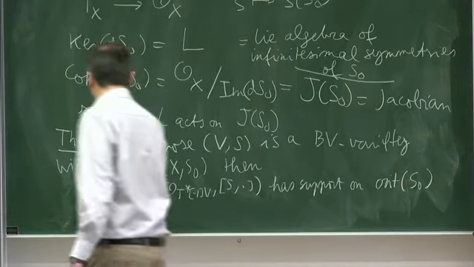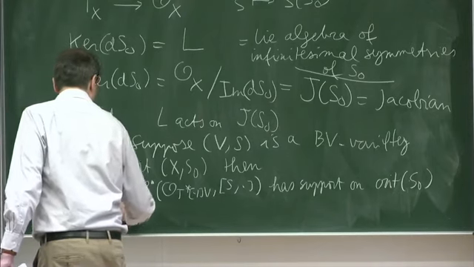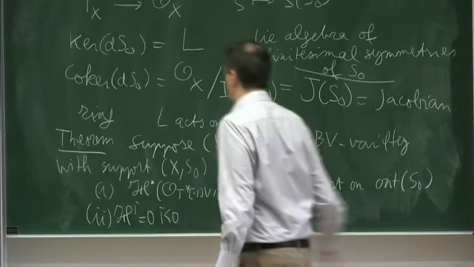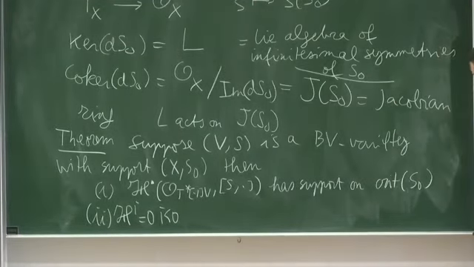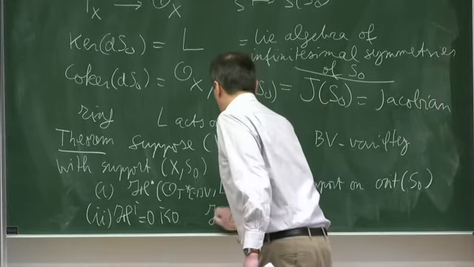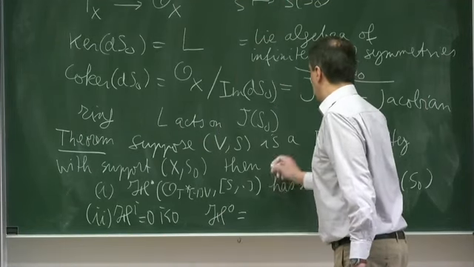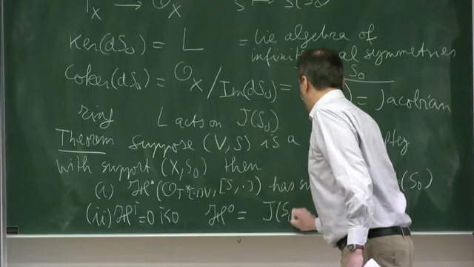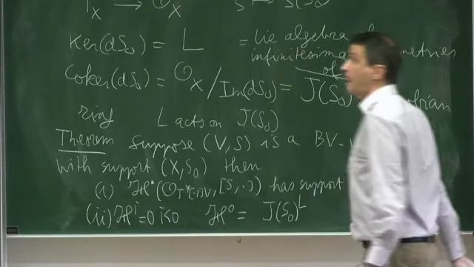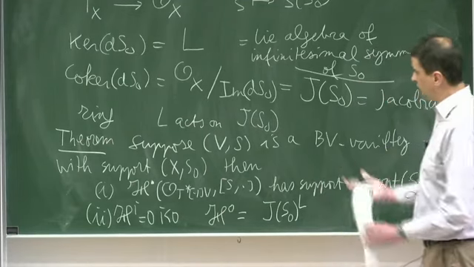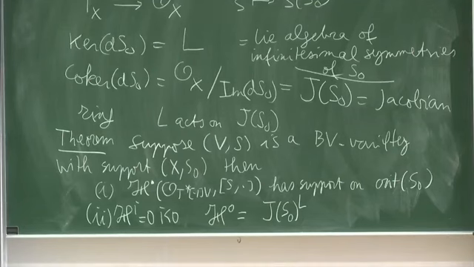And the second is that HI is equal to 0 for I negative. This is actually a consequence of the axioms, it is easy. And H0 are the invariants in the Jacobian ring. So the functions are annihilated by the vector fields in L. Okay, so you can think of them as the invariant functions on the critical locus.